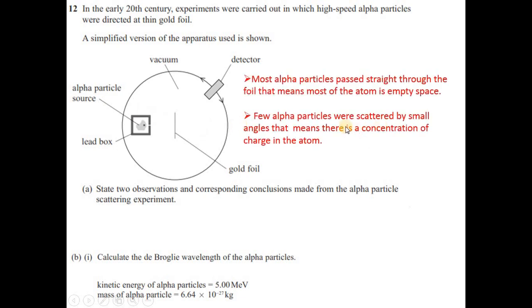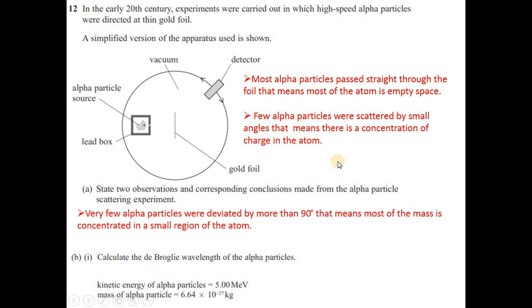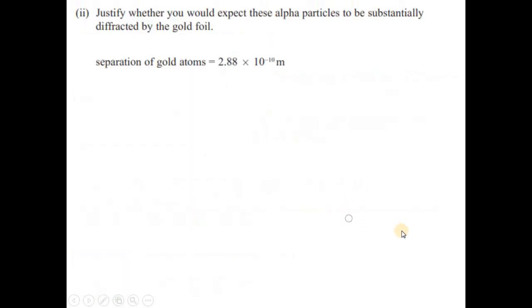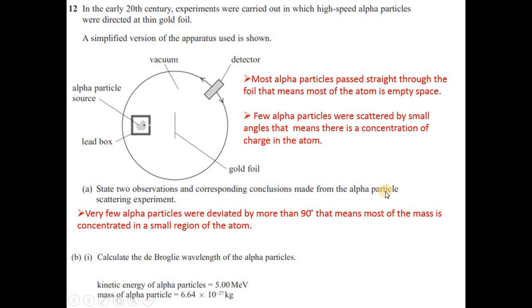Most alpha particles pass straight through the foil. That means the main region of the atom is empty. Very few particles were scattered by small angles, that means there is a concentration of charge in the atom. This is another one: very few alpha particles were deviated by more than 90 degrees. That means most of the mass is concentrated in a small region of the atom.